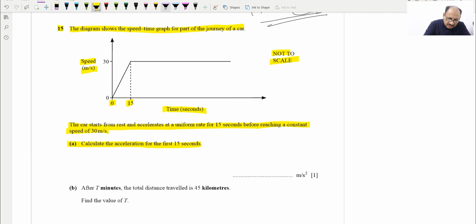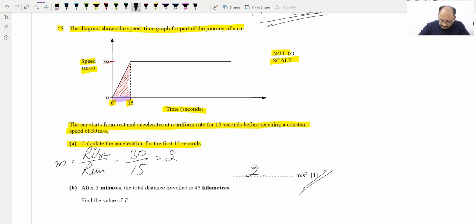First 15 seconds are which one? From here till here are 15 seconds. So we need to calculate the acceleration. Means what? We need to consider this triangle and find the slope and rise over run. So rise will be 30 this side up to 30, and run will be 15. So we can write m will be equal to, I'm writing for your explanation, otherwise this is 1-mark question, no working required. So rise over run will be equal to 30 divided by 15, which is equal to 2. So 2 meter per second square will be answer for this part.